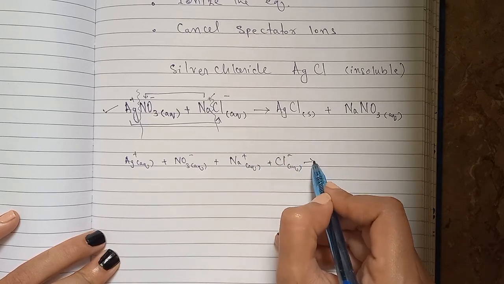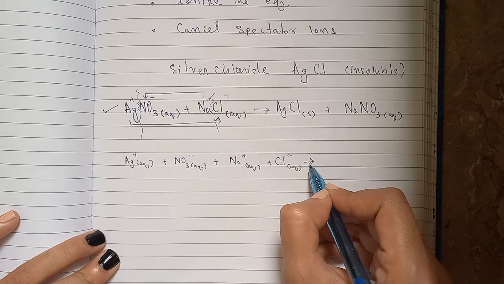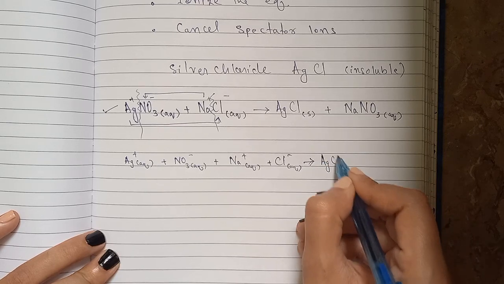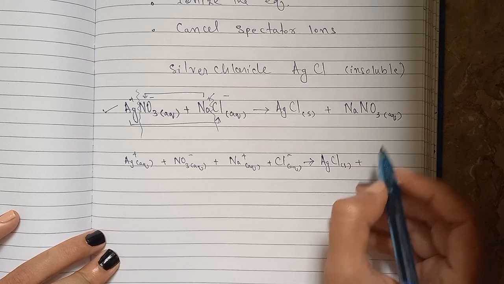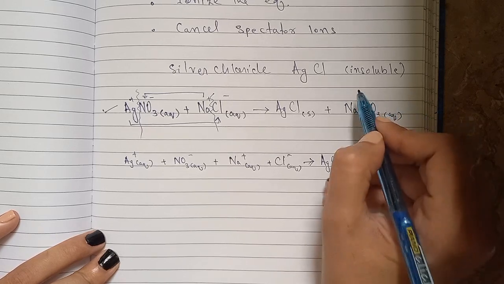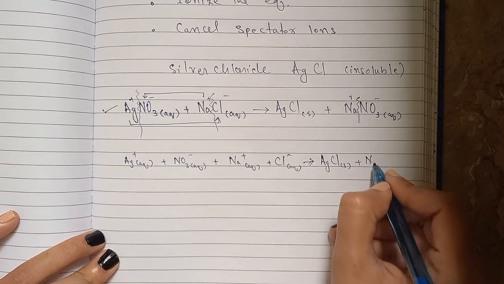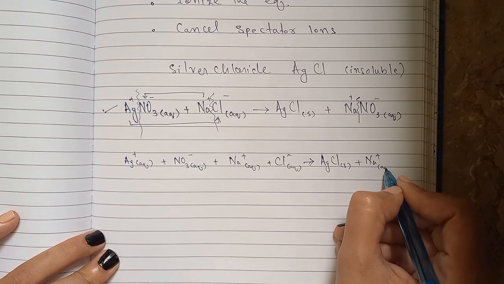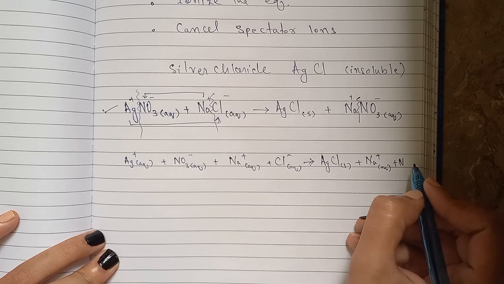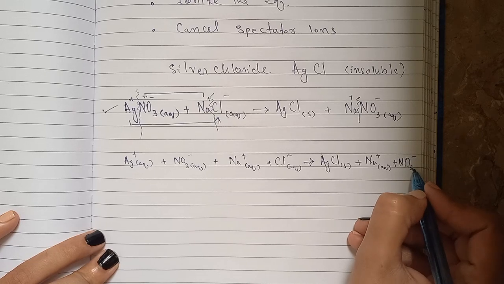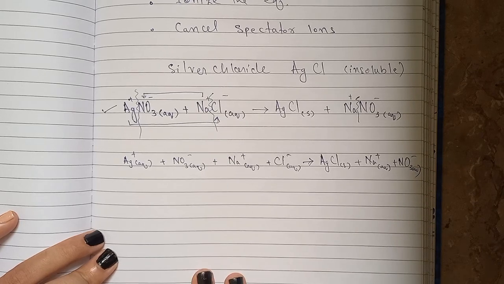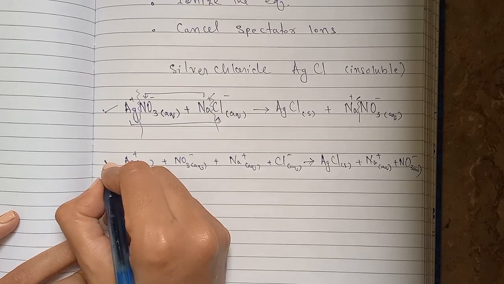Now we have the arrow, and after the arrow we have silver chloride, which is insoluble, so it will remain as it is. And NaNO3, that is sodium nitrate, will break up like this to produce sodium positive ions and nitrate negative ions. So Na+ (aq) plus NO3- (aq). Okay, so now we are done with the second step also.